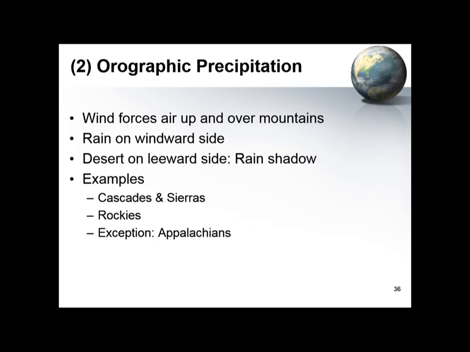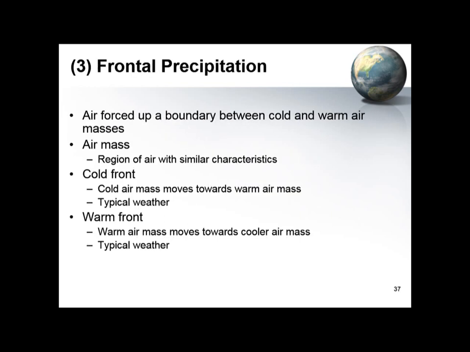Orographic precipitation: wind forces air up and over mountains. Rain on windward side, desert on leeward side, rain shadow. For examples, Cascades and Sierras, Rockies, exception, Appalachians. Frontal precipitation: air forced up a boundary between cold and warm air masses. Air mass, region of air with similar characteristics. Cold front, cold air mass moves towards warm air mass, typical weather.